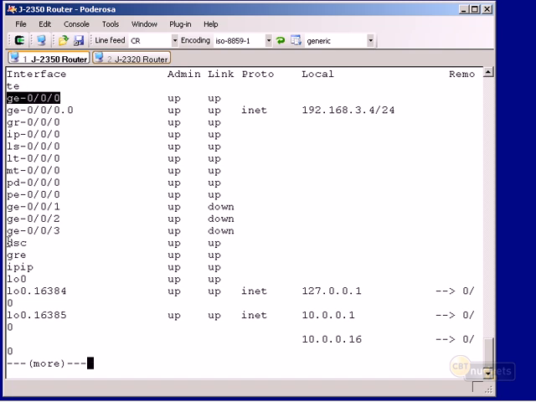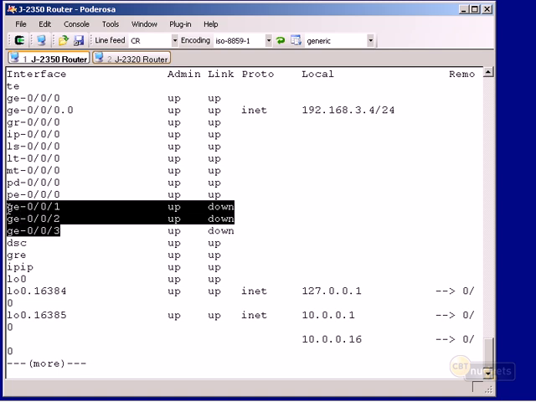By the way, here's our discard interface, or pseudo interface. We've got our loopback interface, which I mentioned is a pseudo interface. My physical interfaces that are permanent are Gigabit Ethernet 0/0/0, 0/0/1, 0/0/2, and 0/0/3. These are what we'll be configuring upcoming.